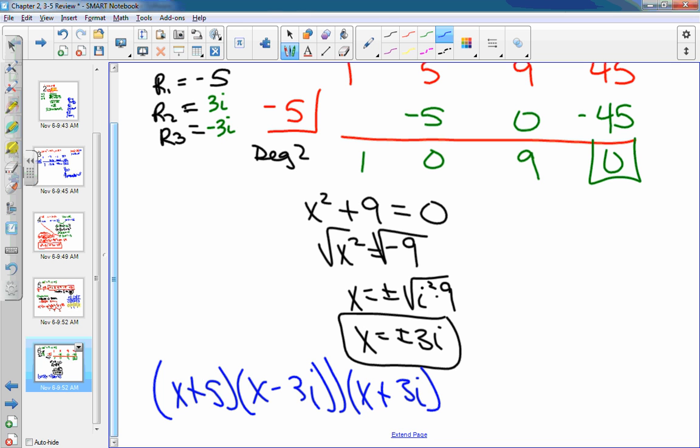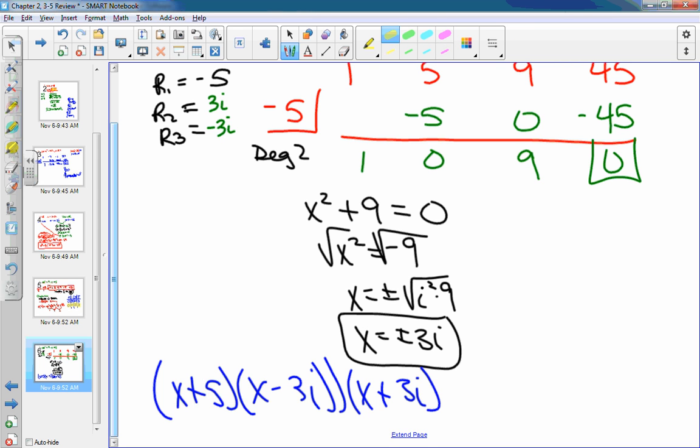I do not care which order you have it in. You could have x minus 3i, then x plus 5, then x plus 3i. I don't care. Oh, no, I don't know why I put a double parenthesis there. Apparently, I got happy with my parentheses. Okay. Do we understand that?